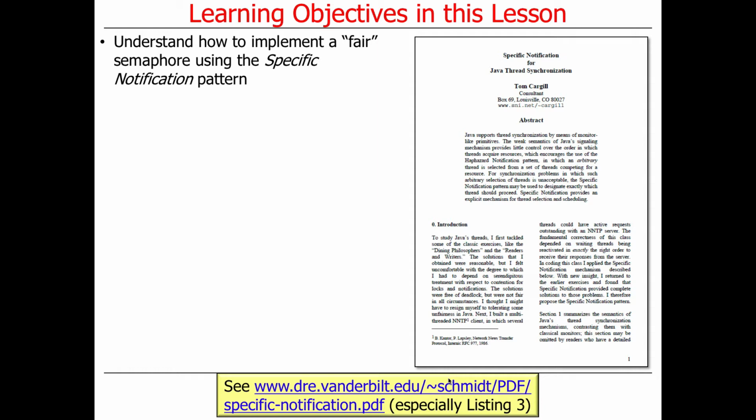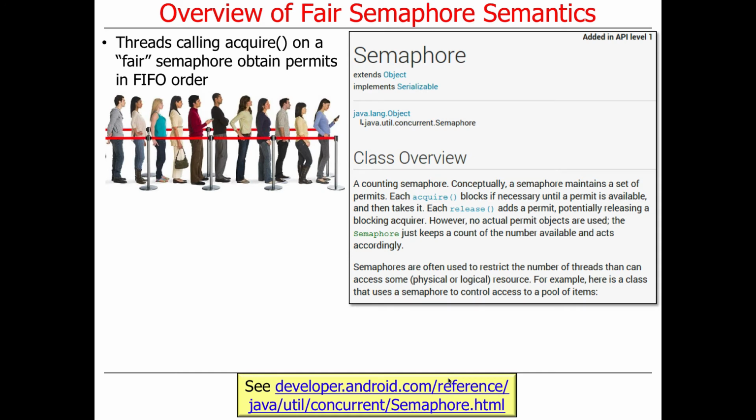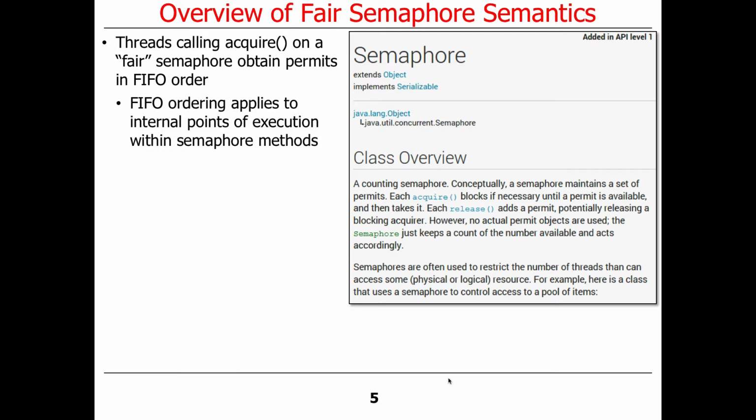And the reason why you should care about this is because the next programming assignment is going to have you do this. So let's first talk about what a fair semaphore is. A fair semaphore is basically one that allows waiting threads that are calling acquire to obtain their permit or permits in so-called FIFO order, first in, first out order, which is just a classic queue. So whoever's front in line is the next one to go.